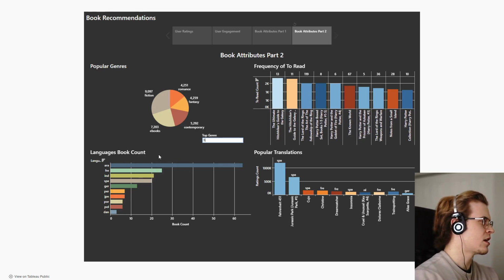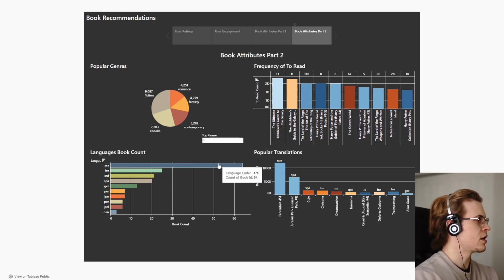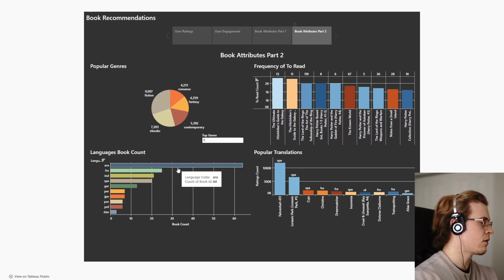And then next we can look at the language book count. So after English, the most popular language is Arabic. We have 64 books written in Arabic, and then French, and then etc. So if you've read a translation or read a book in Arabic, we have other books in that language that we can possibly recommend to you.